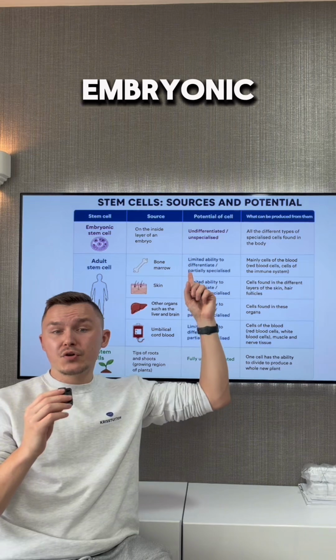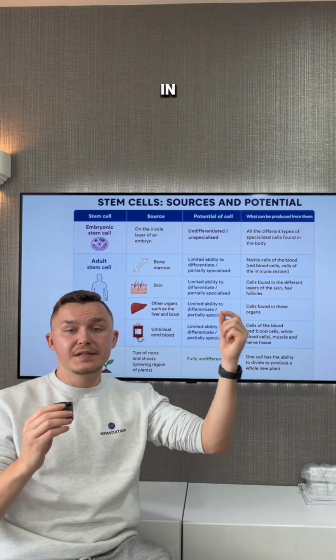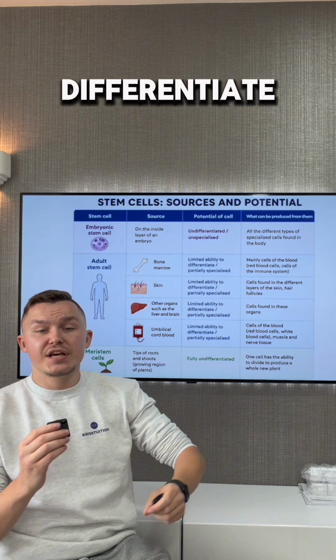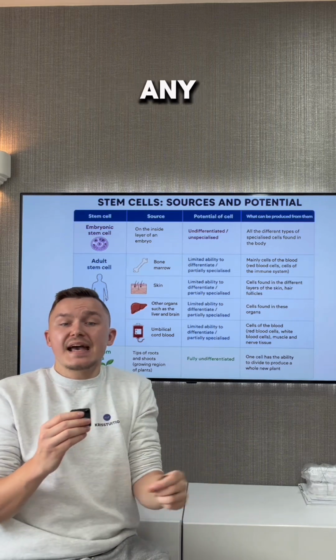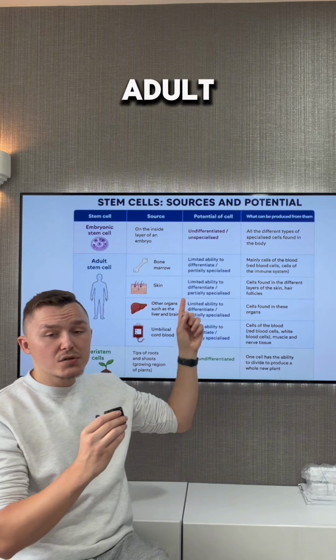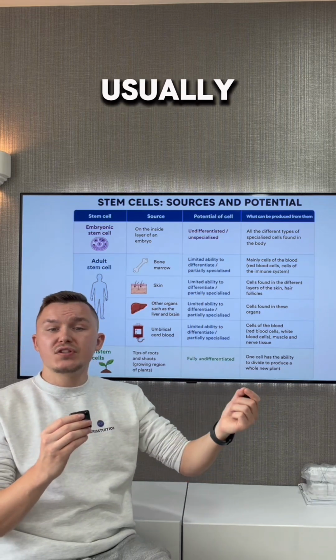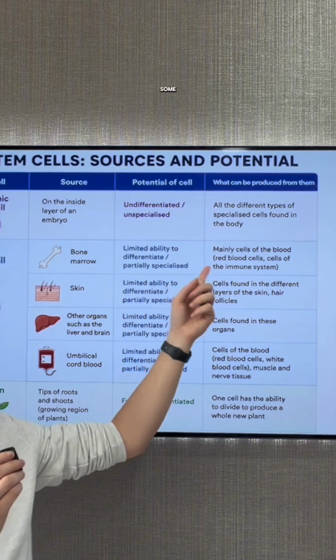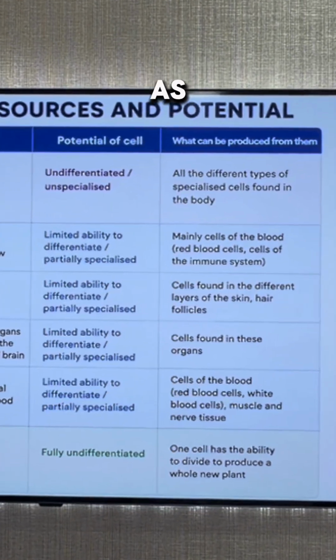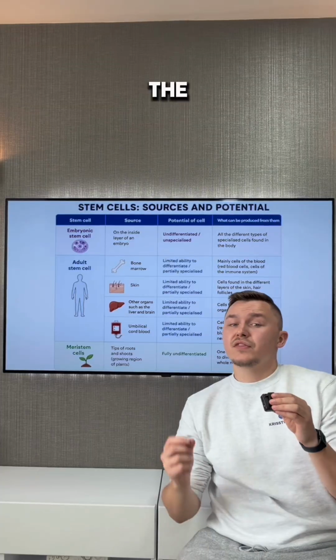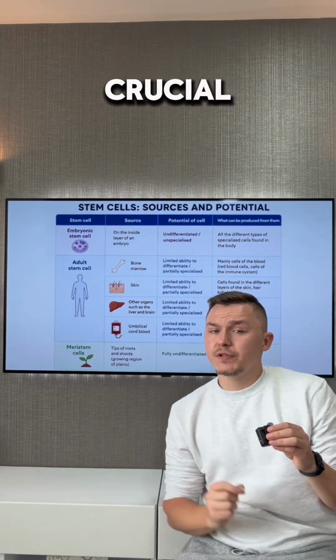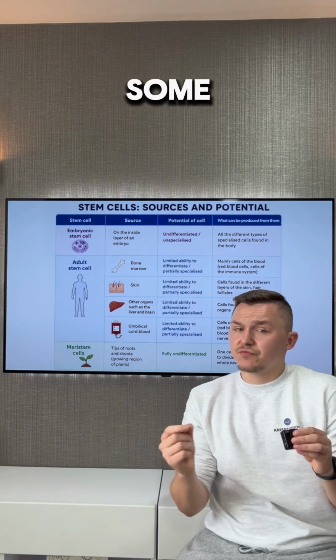This means that embryonic stem cells are extremely powerful in medicine because they can differentiate into any organ cell, into any tissue cell, whereas adult stem cells are very limited. They usually turn into some skin cells, some blood cells as well, white blood cells, red blood cells. And the reason why stem cells are so crucial in medicine is because they've been used to treat some really serious things.